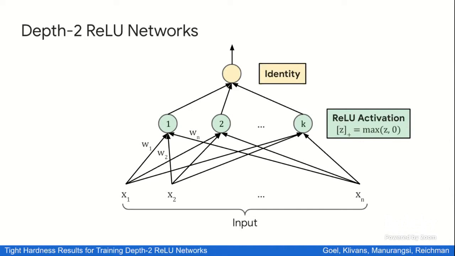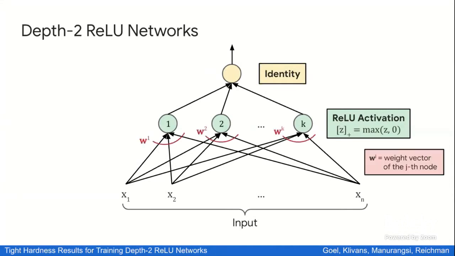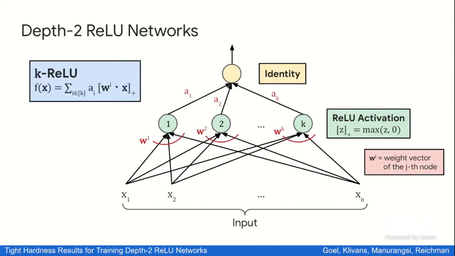Throughout this talk, I will use k to denote the number of ReLU nodes in this middle layer. And I will use the vector w^j to denote the weights of the edges coming into the j-th ReLU node. And I will use a1 to ak to denote the weights coming into the identity node at the top. With this notation in mind, our network is a very simple function. You just take in x, and the output is the sum over i of a_i times ReLU of w_i dot x. On these very simple ReLU networks, we study two problems.